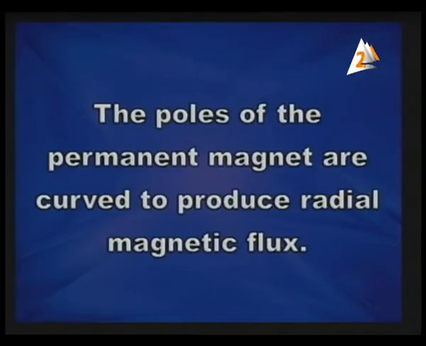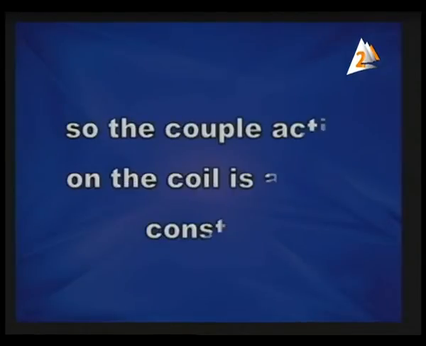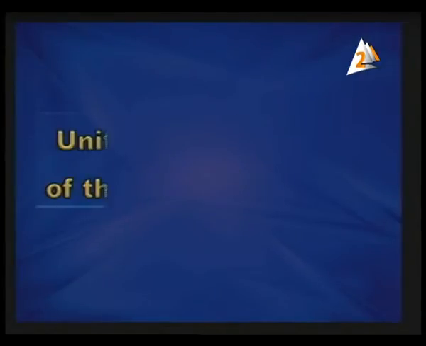And there is something very important. The poles of the permanent magnet should be curved. The poles of the permanent magnet are curved to produce a radial magnetic flux. In this way, we almost have the coil in the horizontal position, the maximum position, where the torque is maximum. This means that each coil has its face plane parallel to the field for much of its rotation. So the couple acting on the coil is almost constant and maximum, of course.